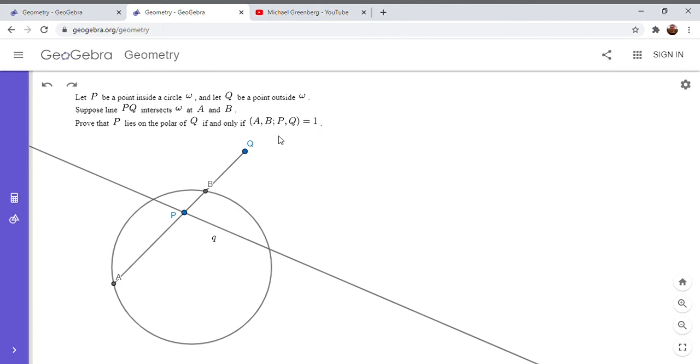So this is quite an amazing theorem. It says there's a very simple connection between polar lines and cross ratios. So that is what I'm going to set out to prove.